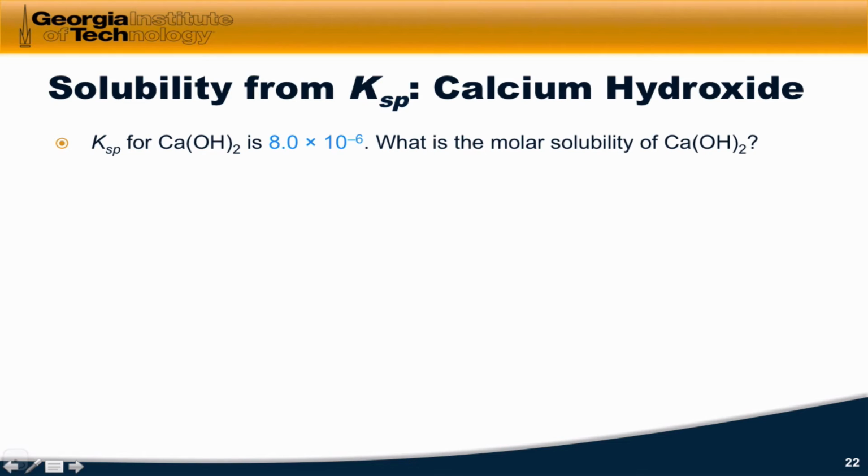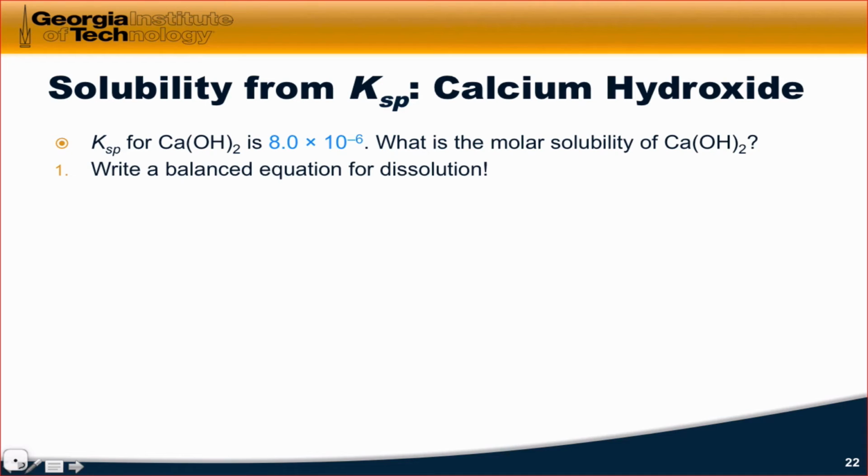Well, first of all, let's clarify what this problem is actually asking for. It's asking us for the moles per liter of this salt, of Ca(OH)2, that we can dissolve into solution. We're going to have to do some stoichiometry to work backwards from equilibrium concentrations of the solvated ions back to the molar solubility of the entire salt, Ca(OH)2. The first step is to write a balanced equation for dissolution.